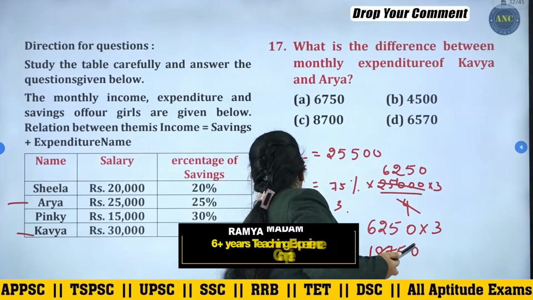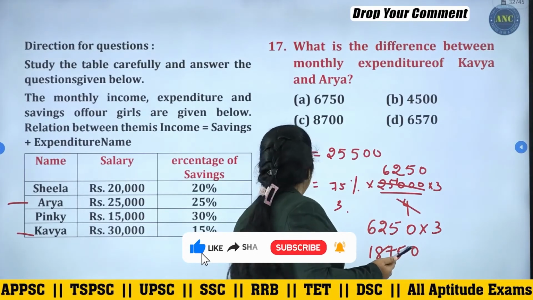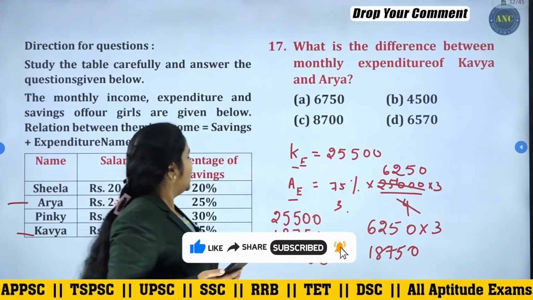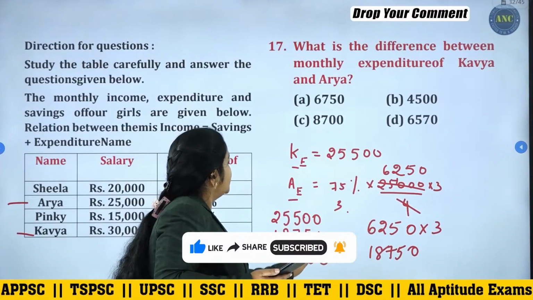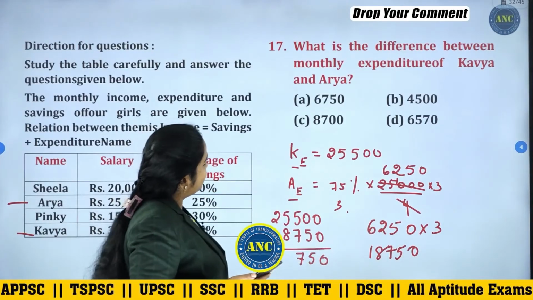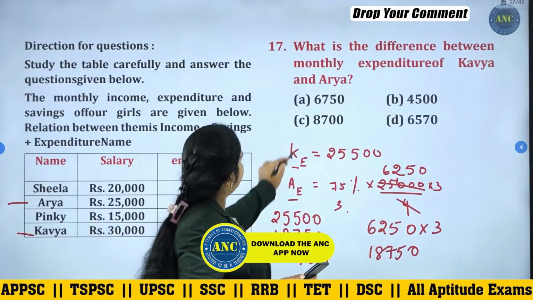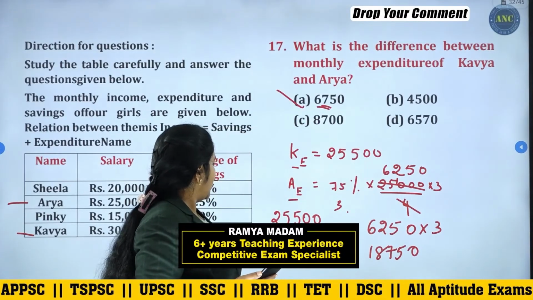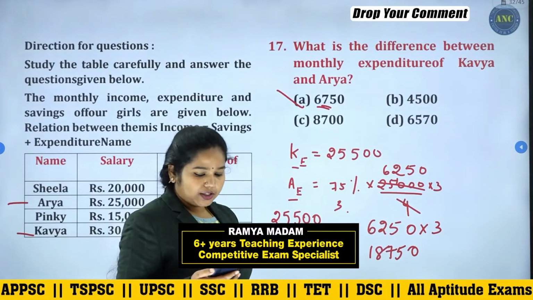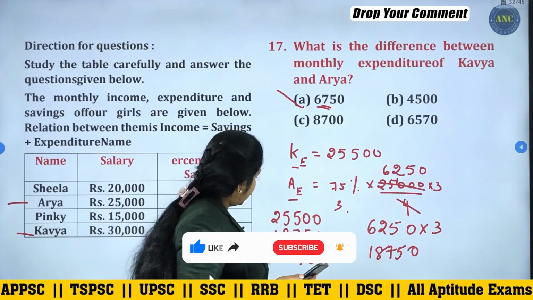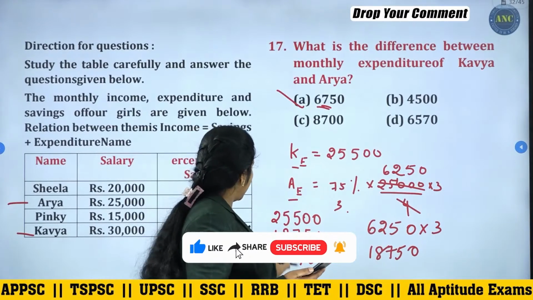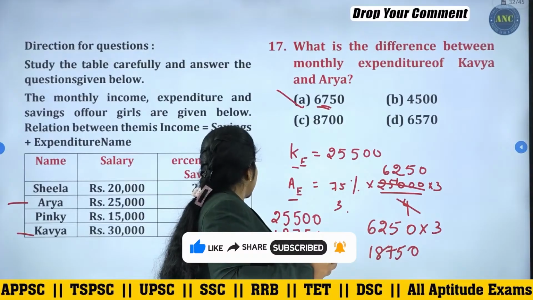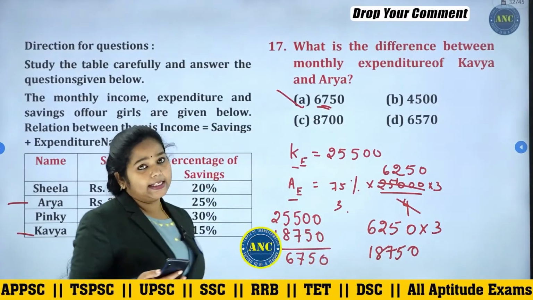18,750. Fine. So here it is 5. Yes, here it is 7. Check with the options. Where do we have 750? We have 750 here. So option A is the correct answer. Yes, that's all. Did you understand how I have taken? See, here it is 7. Yeah, here we'll get 6. Correct. So option A is the correct answer.